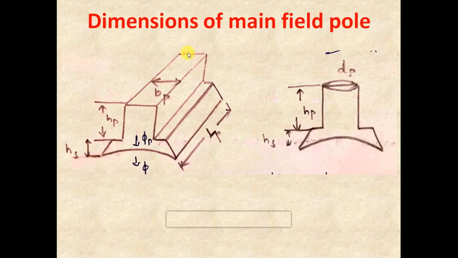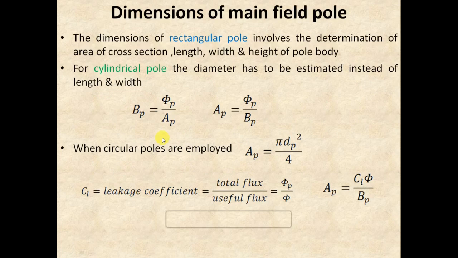The first one is determination of dimensions of main field pole. Here two poles are shown. One is the rectangular pole and the other one is the cylindrical pole. In the rectangular pole, you have to determine the height of the pole, length of the pole and width of the pole. Whereas in the case of this cylindrical pole, you have to identify the height of the pole and diameter of the pole. This is the standard relation of flux density in a pole body.